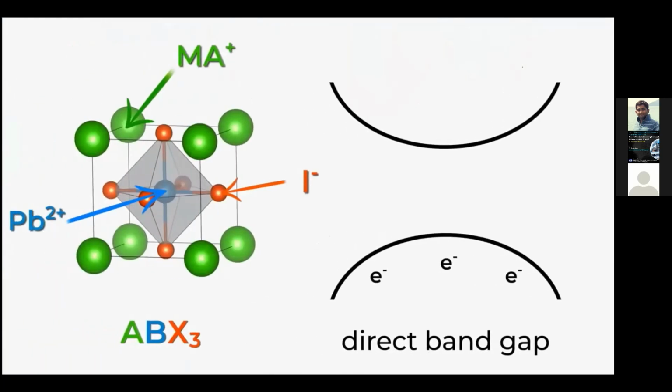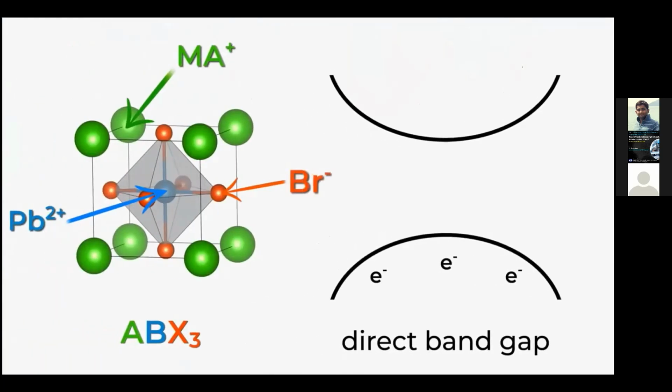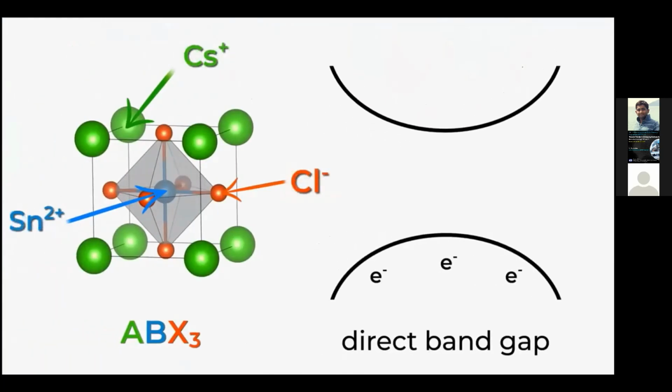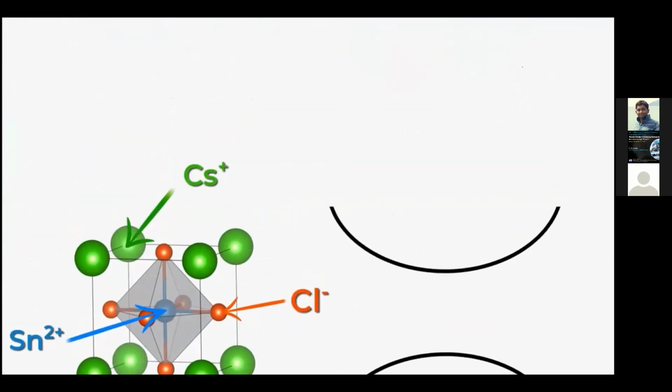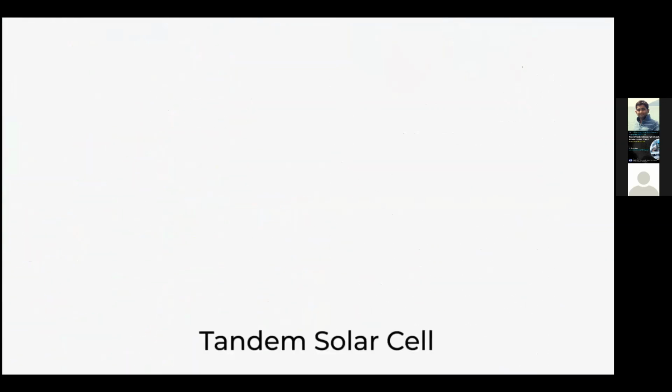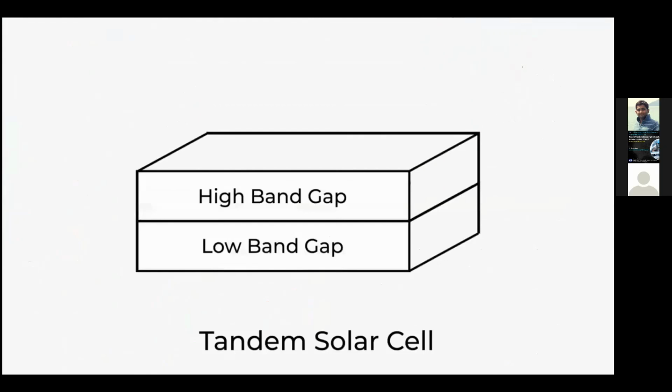Due to the different combinations available, these solar cells can also have an array of different bandgaps. This means they can be used in what is called a tandem solar cell, in which different solar cells of different bandgaps are stacked on top of each other. The bigger bandgap material sits on top, catching the high energy light efficiently, and allows the lower energy light to pass through to the lower bandgap material.